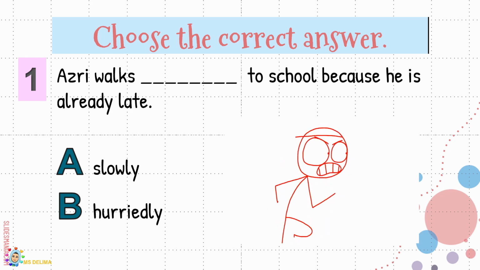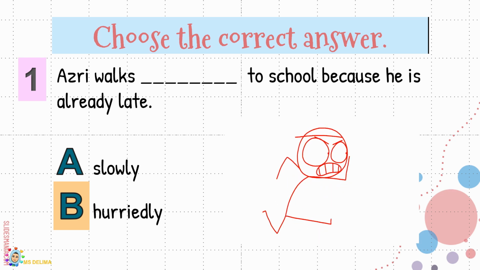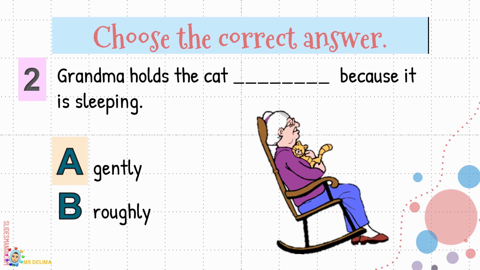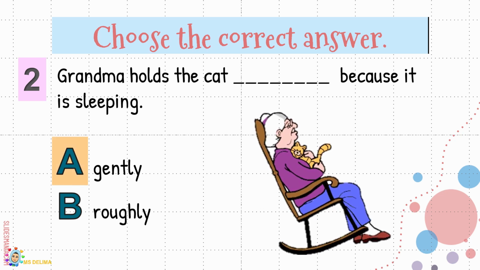What do you think? What is the answer? Yes, that is correct. Azri walks hurriedly to school because he is already late. So the answer is hurriedly. The next question is, Grandma holds the cat because it is sleeping. Gently or roughly? Grandma holds the cat gently because the cat is sleeping. It must be held very gently.